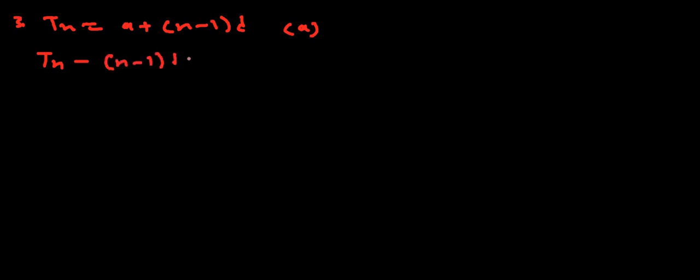Let's say now we're given Tn equal to a plus n minus 1 multiplied by d. And in this case, they say make a the subject of the formula. If we were to make a the subject of the formula, we'll just transpose n minus 1 multiplied by d to the left hand side. Therefore Tn minus, because it was positive, n minus 1 multiplied by d equal to a. Therefore, a is our subject of the formula.